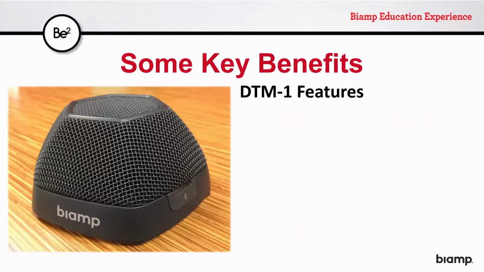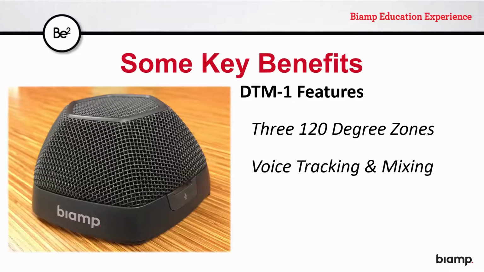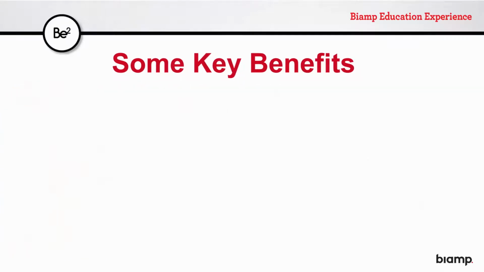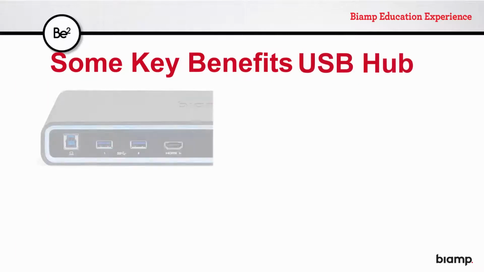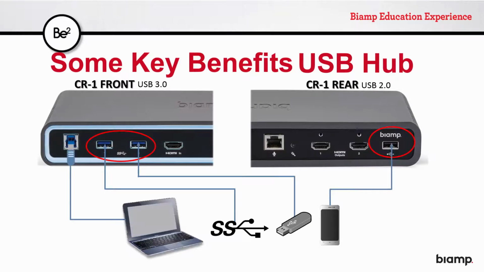Additionally, the beam-forming DTM1 tracks the loudest voice in each of its 3 zones, mixing them together for the most natural voice transmission, doing the job of multiple microphones in a single, compact package. The CR1 is a USB hub with 3 additional USB ports for expanding connectivity to your device.